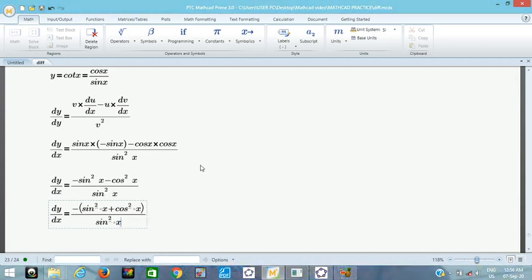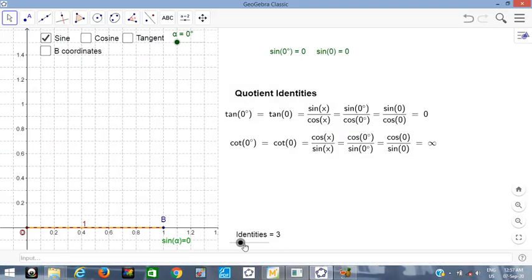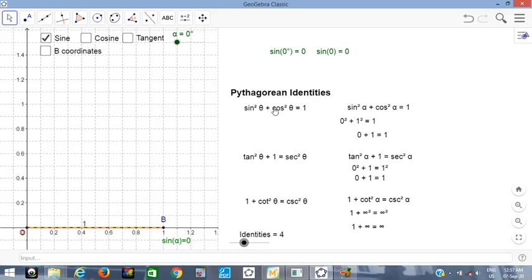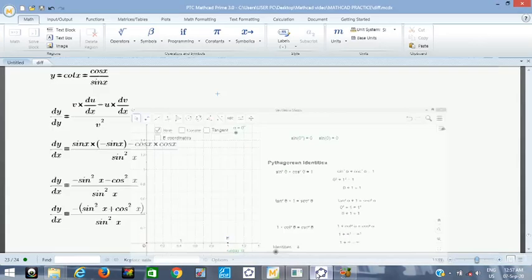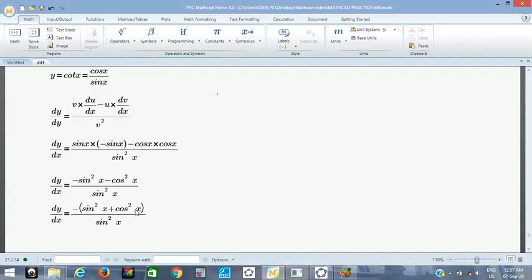Alright, so let me conclude it on this corner here. At the end, we see the numerator from our trig ratio: sine squared x plus cos squared x is equal to 1. Let me show you the identity, which is this: sine squared x plus cos squared x equals 1. So when I substitute that in the numerator, dy/dx will be equal to minus 1 divided by sine squared x.